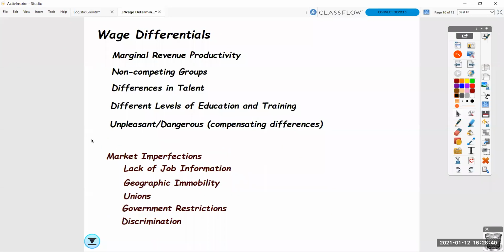All right, guys, let's look at wage differentials. We saw in previous lessons that supply and demand are going to help determine the wage rates that are being paid. But there are some things that will cause these wages to be different.